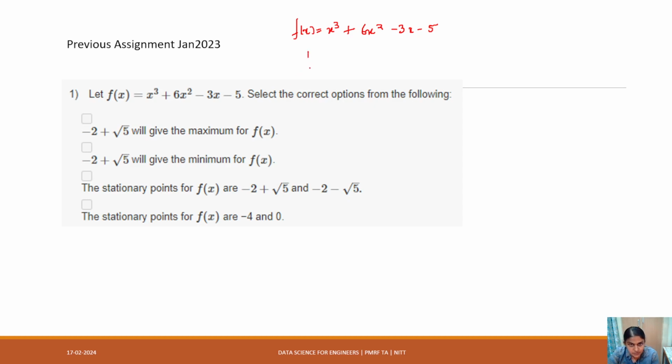So first we'll be doing f dash of x. Since it's a univariate optimization problem, we'll get 3x square plus 12x minus 3. Substituting it equal to 0, you can write this as x square plus 4x minus 1 equal to 0. So x equals minus 4 plus or minus, or you can solve in the calculator and tell me.